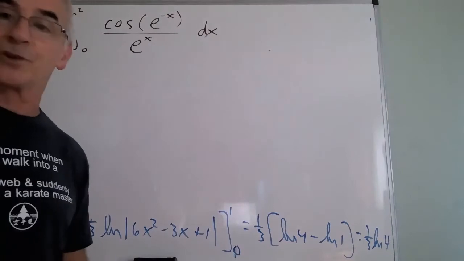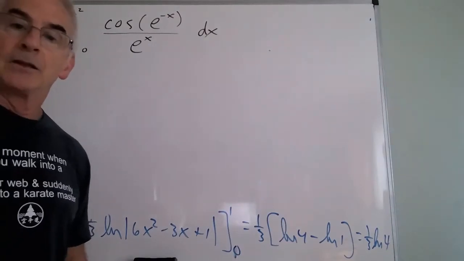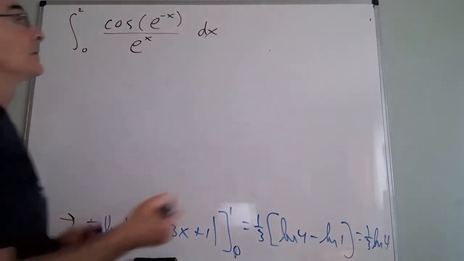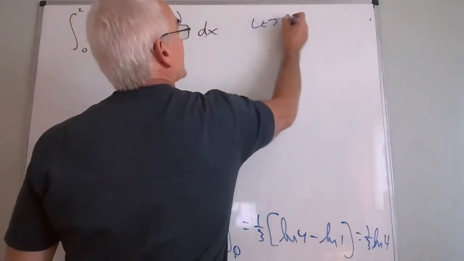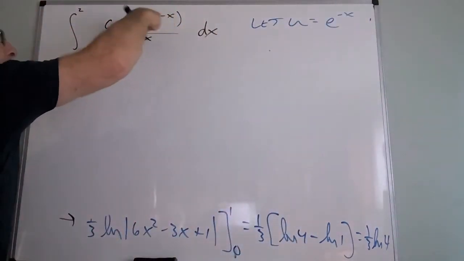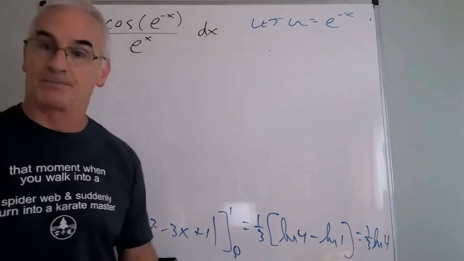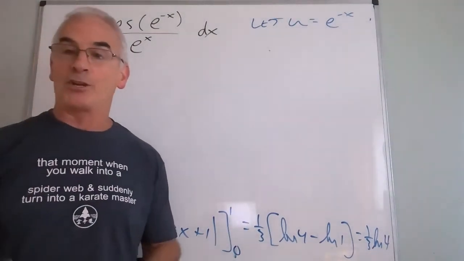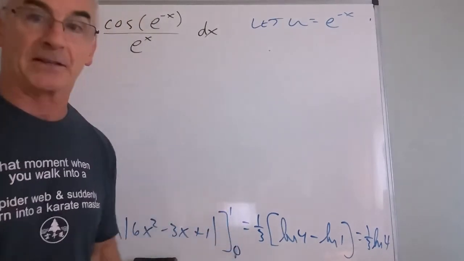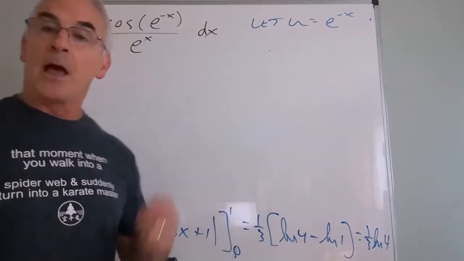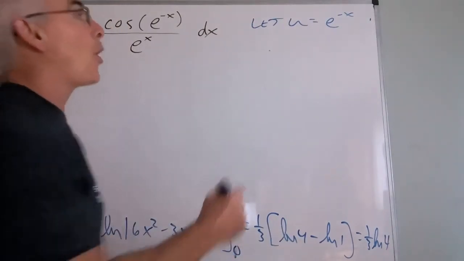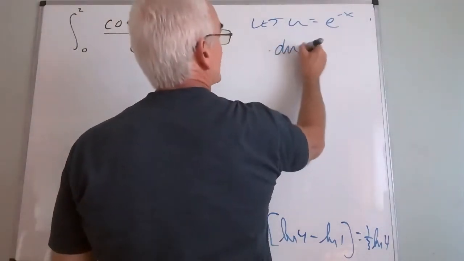But before I even start worrying about the fact that I have a quotient, does anybody want to tell me what is the only choice I have for my u? E to the negative x. That is correct. And the reason, it's because my argument is not just x. Okay, if my argument is just an x, I have x to a power, I have the log of x, I have the sine of x. That's not where your substitution comes from. But I have the cosine of a function. That's where my substitution comes from. And then hopefully we have the chain rule factor.